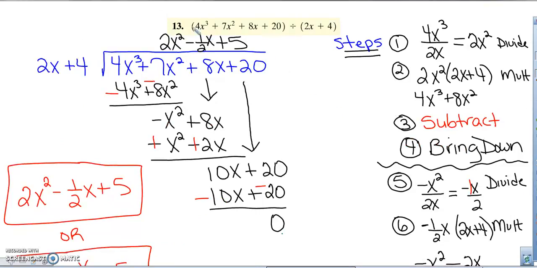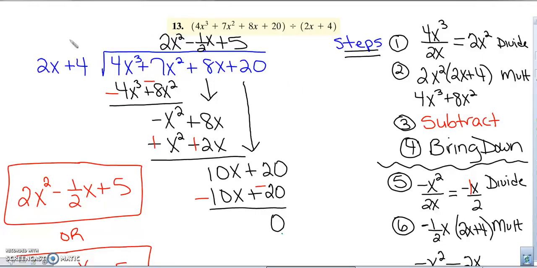Taking a look at this example, everything is in order from highest power down. Even in the divisor, you need to make sure everything is in order. So let's begin. We divide the first term, 4x to the third power, by the first term, 2x. So I have that written here. The 2 goes into the 4 twice. The x cancels, leaving 2 x's on top. So that's what we get. We put it up top here.